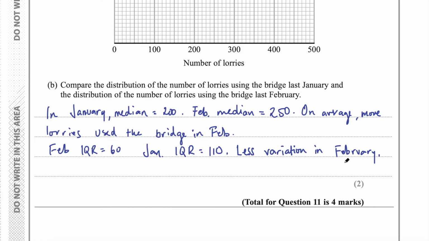To be honest, I'm not really sure what that means for lorries driving over a bridge, but I think if you comment on the average for the median, and on average more lorries use the bridge in February, then I think that should be good enough for the 2 marks. So all up, question 11 was 4 marks.